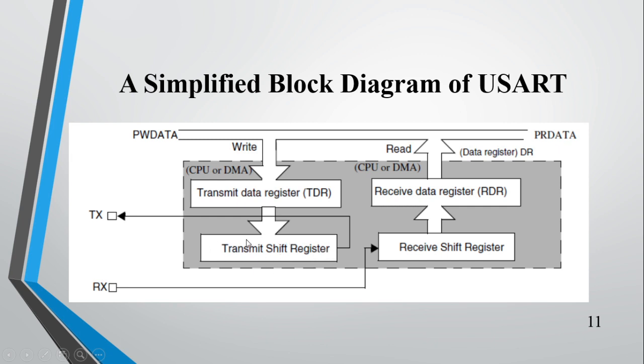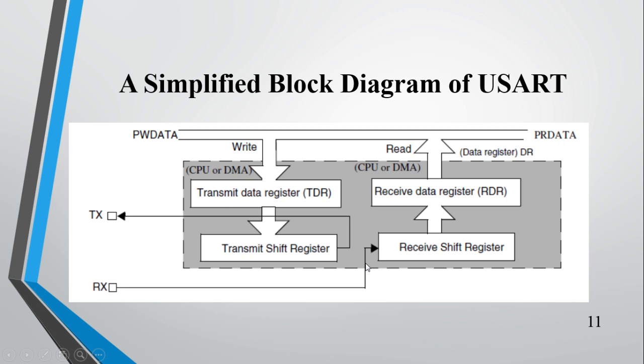What is the function of this shift register? It will convert parallel data to serial data that can be sent through the TX pin, because USART is used for serial transmission, but you are sending 8-bit parallel data that needs to be converted into serial data. That is taken care of by the transmit shift register. So the data you have written to the transmit data register will be sent immediately to the transmit shift register, and whenever the transmit shift register gets a clock from the baud rate generator, each bit will be shifted out through the TX pin. Generally the LSB will be shifted out first, then the next bit, and finally the MSB. So this is the case of serial transmission.